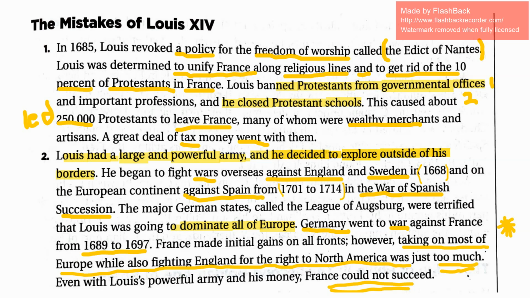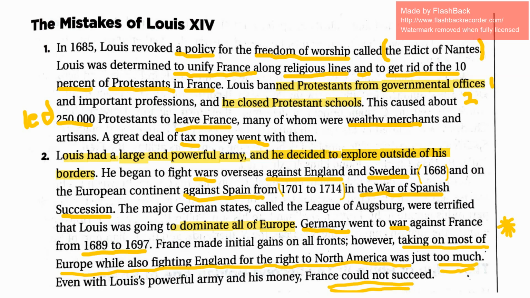Number one, 250,000 Protestants left France. Number two, many wealthy Protestants and merchants left the country. Number three, a great deal of tax money went away with them. This was the first mistake that he made.